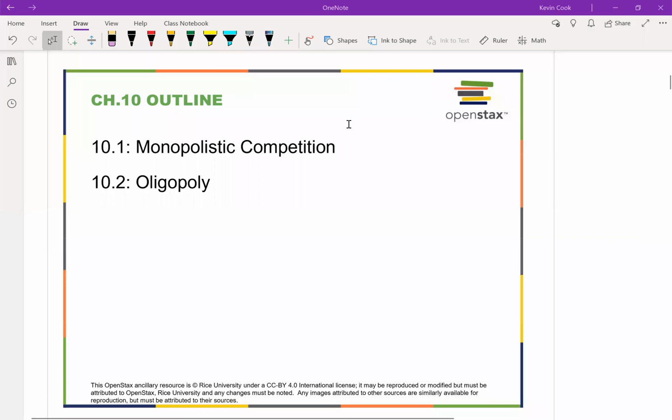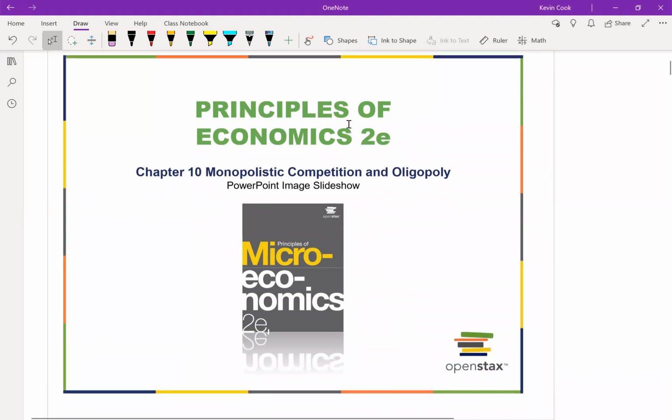Right. So today we're going to go over chapter 10, and I call it imperfect competition just because it's a nice, easy way to summarize both monopolistic competition and the oligopoly.